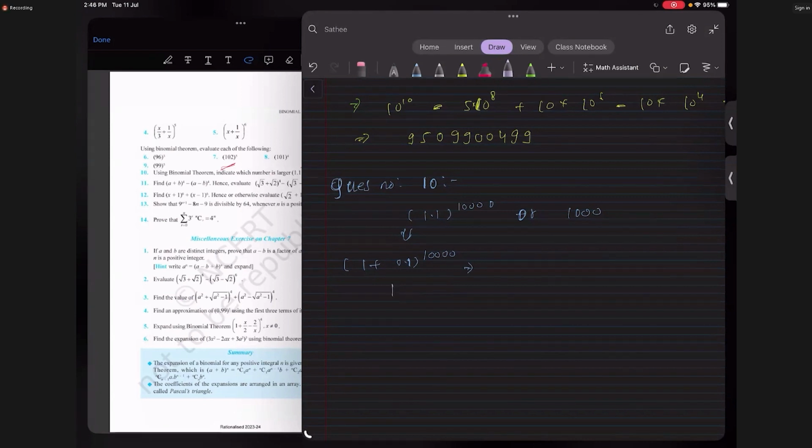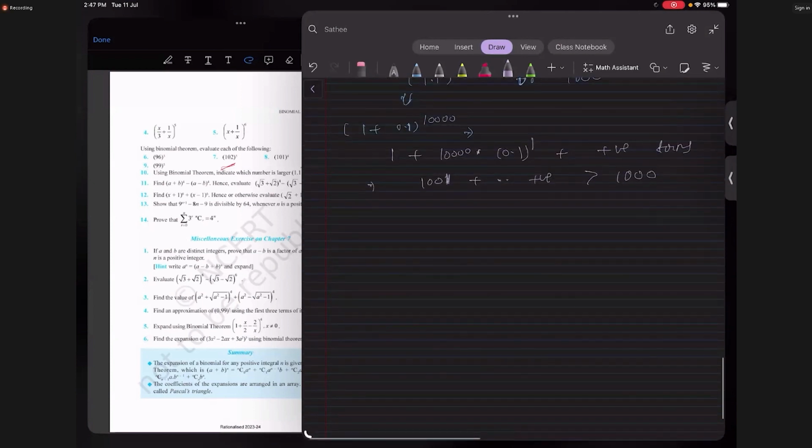So the first term would be 1 plus 10,000 C1 into 0.1 to the power 1. Yes, there will be some other positive terms. So this would be 10,000 into 0.1, so this would be 1,000, plus 1. So this would be 1,001 plus some other positive terms. So this will always be greater than 1,000. So you can straightforwardly say that this value will always be greater than 1,000.